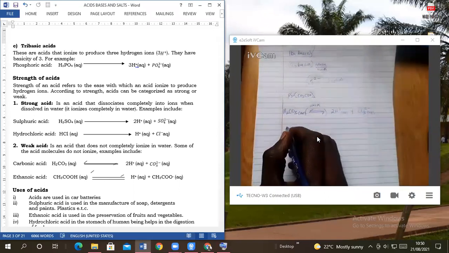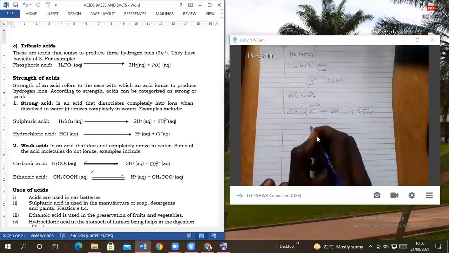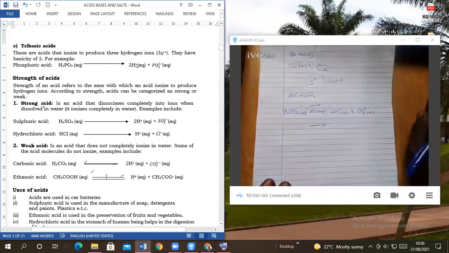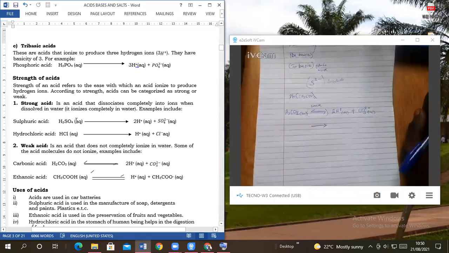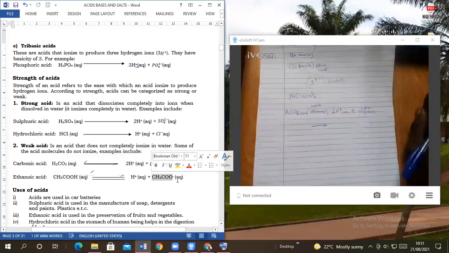So if something ionizes fully, you show it with only one arrow. You must know that these acids, like hydrochloric acid and most mineral acids, ionize fully in water. That is how they are strong. Weak acids ionize partially in water, so some of the acid remains, and some ionizes. An example is ethanoic acid. It gives hydrogen ions, and the rest is an ion, which is ethanoate.